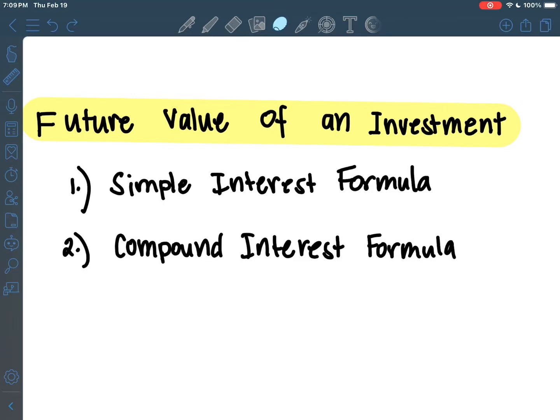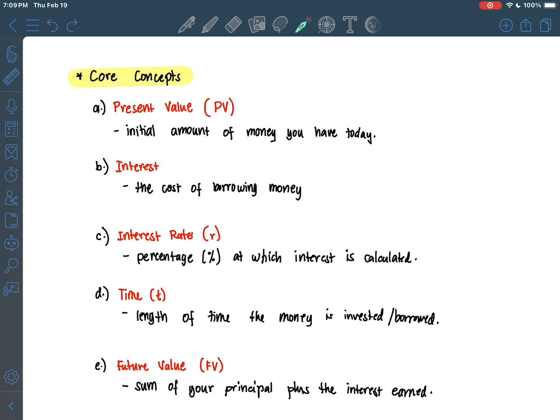Hi everyone, so for today's video, we're gonna learn how to calculate the future value using the simple interest and the compound interest formula. But first things first, before we dive into the formulas, let's establish the basic vocabulary used in finance.